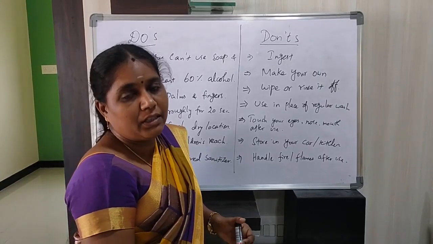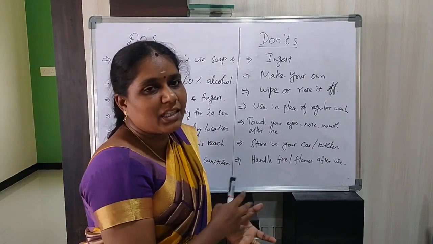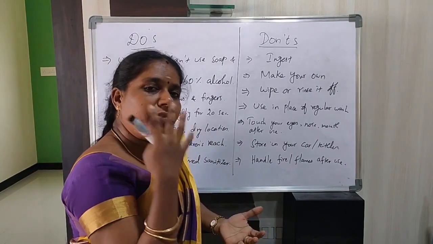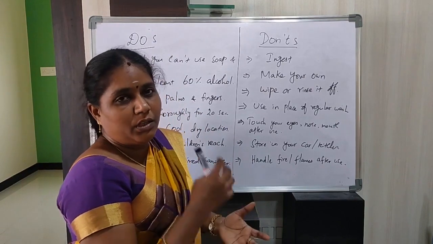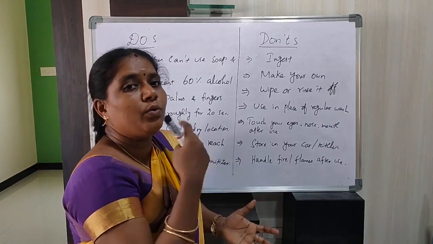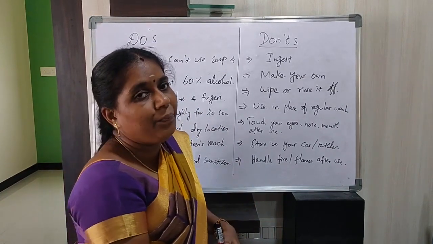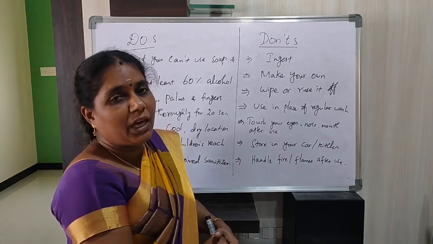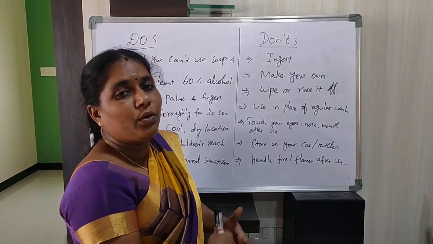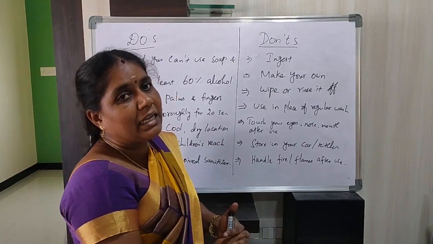Now we are surrounded, you know very well, by disease causing germs and bacteria, isn't it? So for hand washing, we should follow some steps. Wherever we need to use it and wherever we don't, you have to see some do's and don'ts given here. In which places we have to use hand sanitizers and where we don't want to use them is given here.